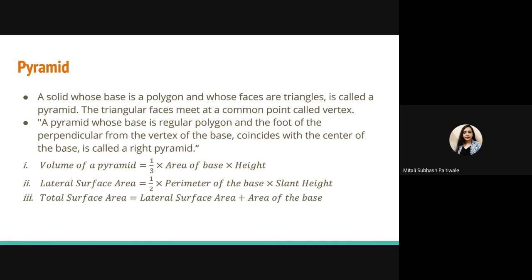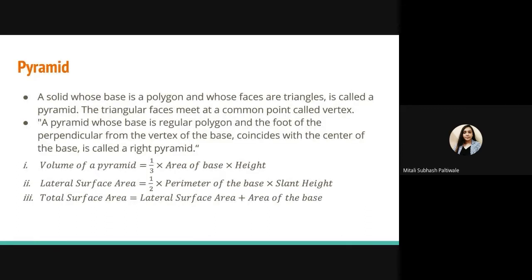Total surface area would be lateral surface area plus area of base. Now, we are done with the concepts of pyramid, prism, then cylinders, spheres, any other polygon. We are done with it. But now it's time to get on to the examples which we have.